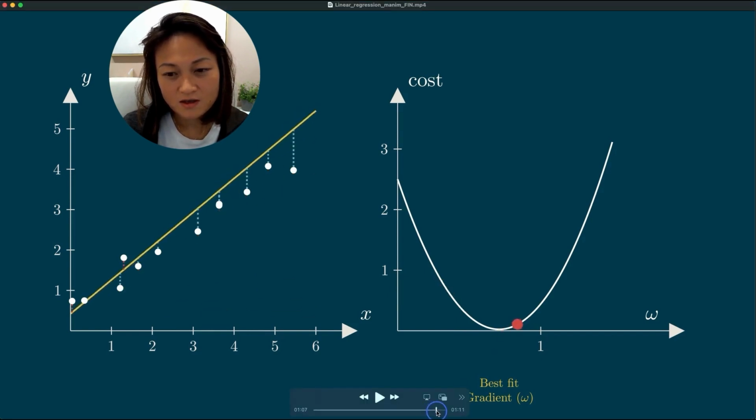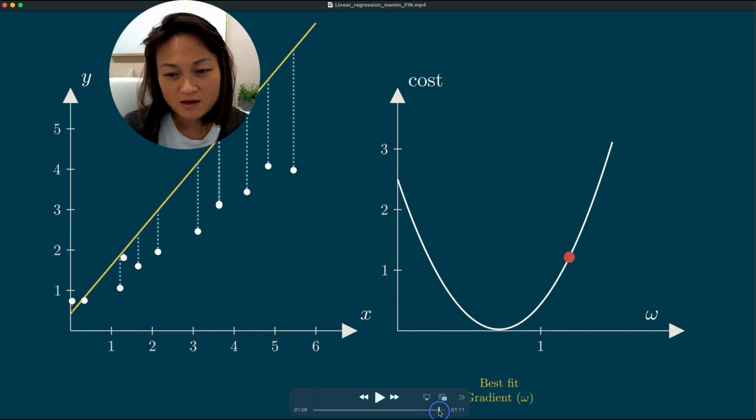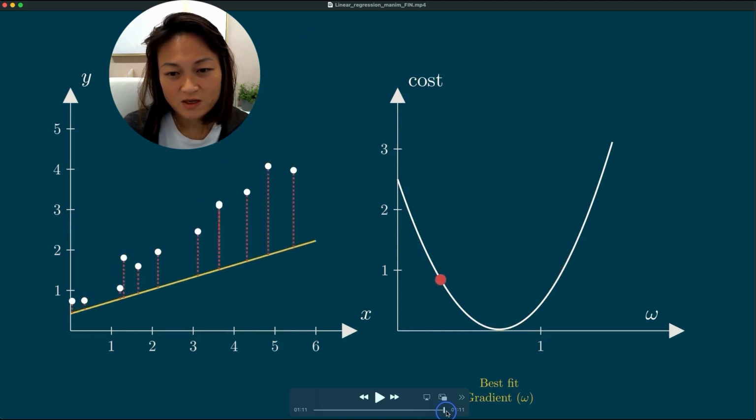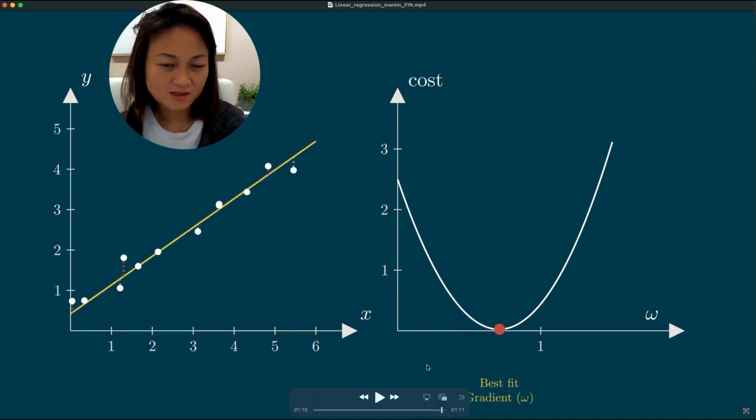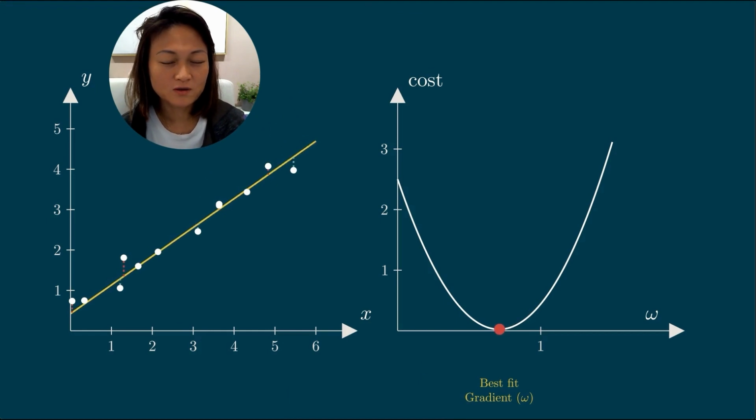And then if it goes too high, then you can see that W is very high, meaning the slope of this line is very steep, and it's getting really far away from the data points again. So we want to set W to be at the best point, which is right here. And this might sound really simple, and that's really because we're working with a very limited number of dimensions.